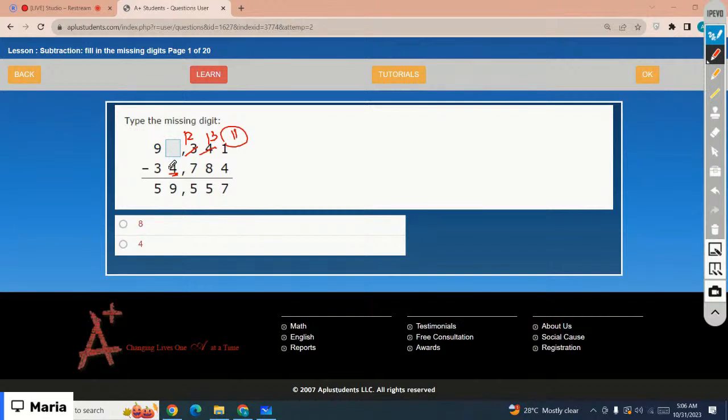That means the missing digit is 4. How do I know? You borrowed 1 from here. When you borrow 1 from here, you are left with 3 here. You borrow 1 from here, you have 13 here, and 13 minus 4 is 9. Here you have 8, and 8 minus 3 is 5, right? That means the missing number is 4. Got it? So the missing digit is 4. The correct option is 4.